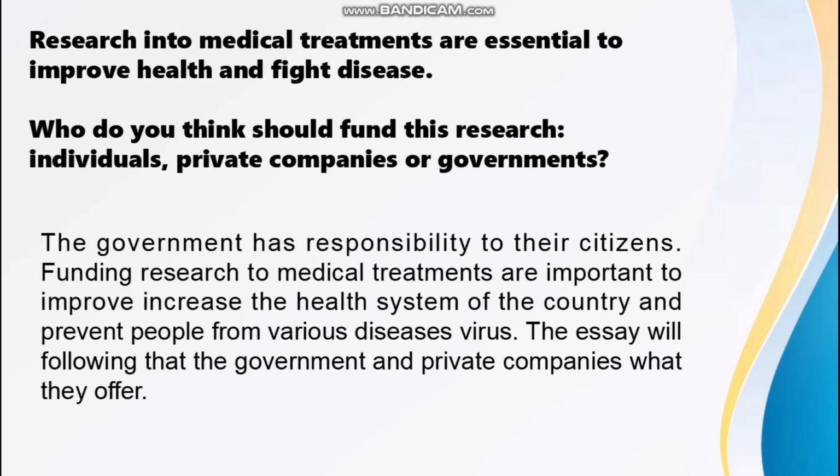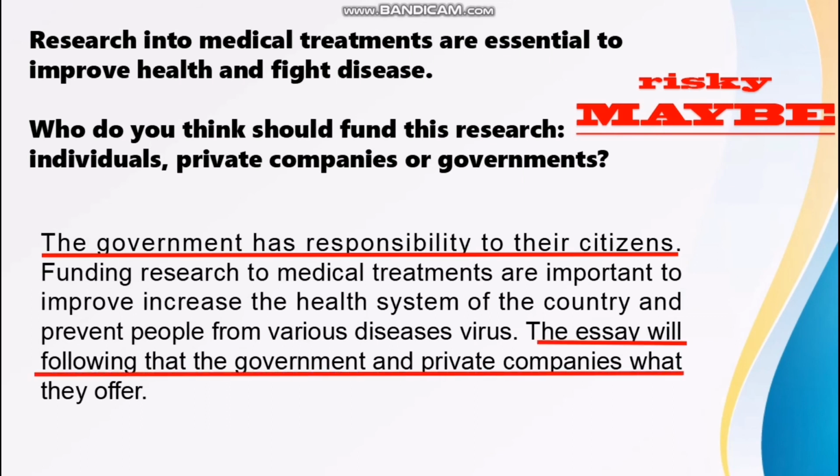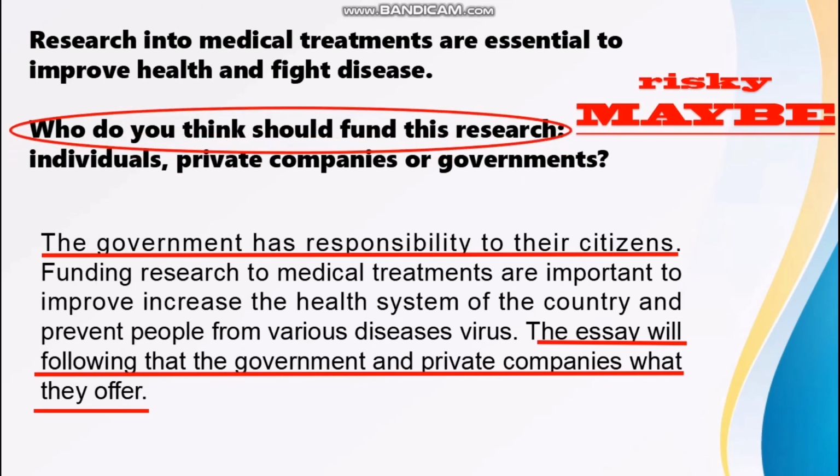This one is a risky maybe. There is a problem with the first and last sentences. I feel that the first sentence should be the reason why the government should fund the research. Thus, it should be in the body. Meanwhile, the last sentence seems like she is going to discuss what the government and private companies can offer. But the instruction words tell us who should fund. If she writes, in my opinion, it must be the government and private sectors that could fund this research, this would show her full understanding of the task.